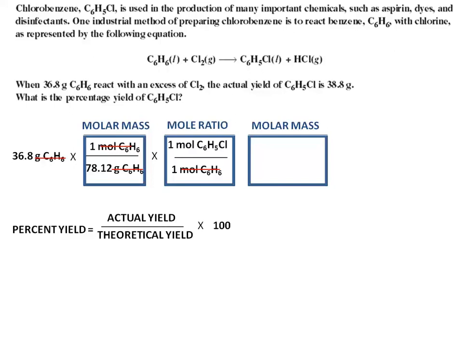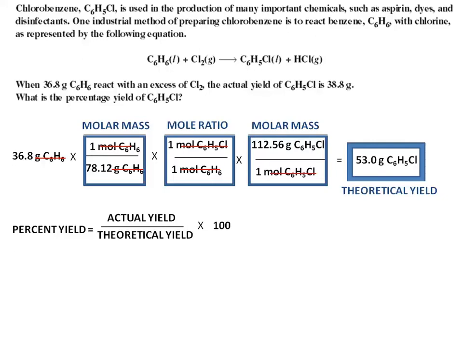But we don't want moles. We're trying to find grams. So that's why we multiply by the molar mass again. And when we cancel things out, multiply across the top and divide by the bottom. And the theoretical yield is 53.0 grams of C6H5Cl. If you're struggling with this part, go back and watch the videos I recorded of gram to gram conversions. Right, so gram to gram conversions is the first step of when you're doing percent yield problems.